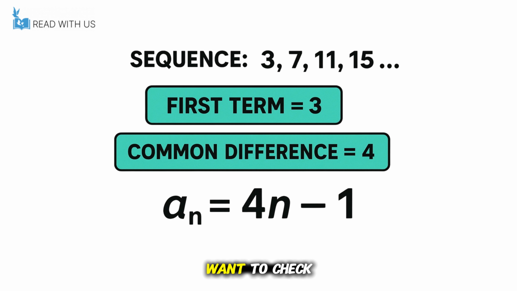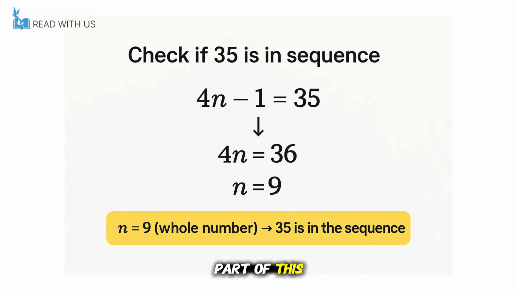Now suppose we want to check if 35 is part of this sequence. We set 4n minus 1 equal to 35. That gives 4n is equal to 36, and n is equal to 9. Since n is a whole number, 35 is in the sequence.